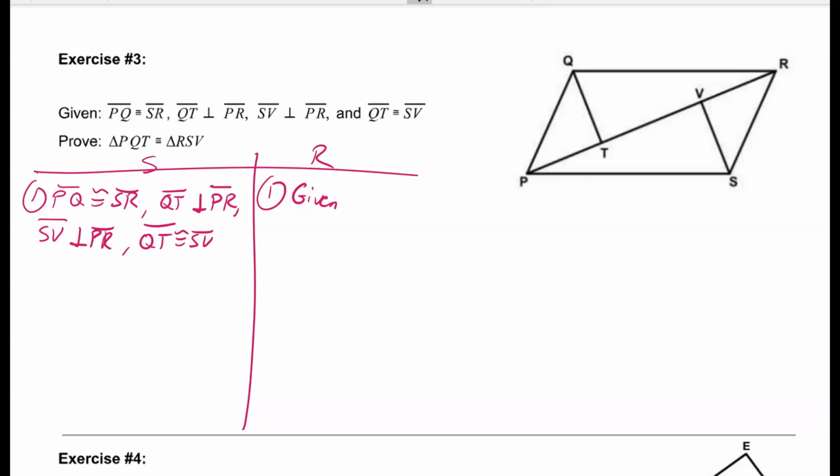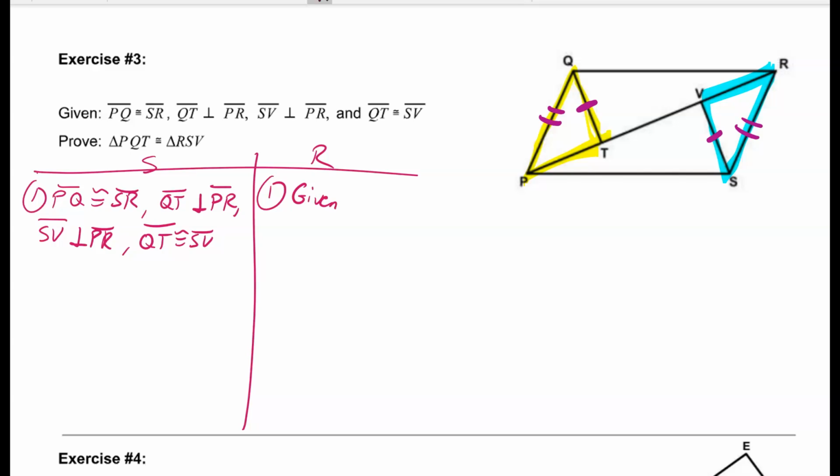So before I even start marking it up, I'm going to look at what two triangles I'm trying to prove congruent. It's telling me it wants triangle PQT right there, and triangle RSV right there. So those are the two triangles I'm going to try to prove congruent. And now I'm going to see what information they gave me that I can mark up. So they tell me QT congruent to SV. That's one side I'm definitely going to be able to mark. They tell me PQ congruent to SR.